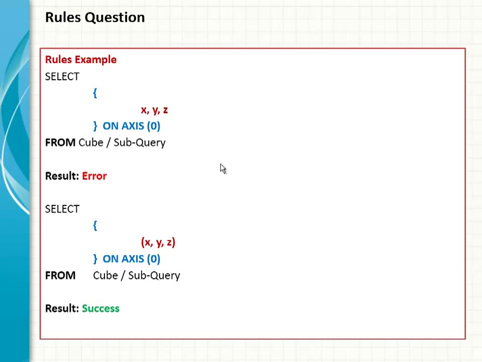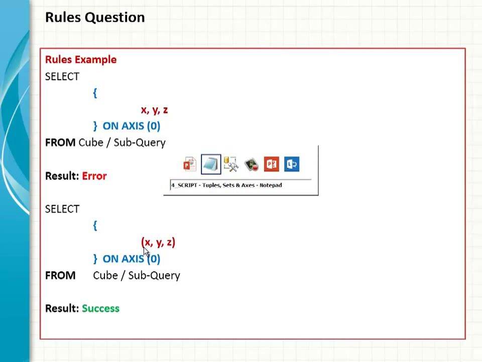Okay, in this example, look at these two statements. The first one and second one are exactly the same, except that in the first example x, y, z are not in opening and closing brackets. The second one has an opening and a closing bracket. The first one results in an error. The second one runs successfully. Initially we saw what magic these opening and closing brackets do. We'll see it with an example.